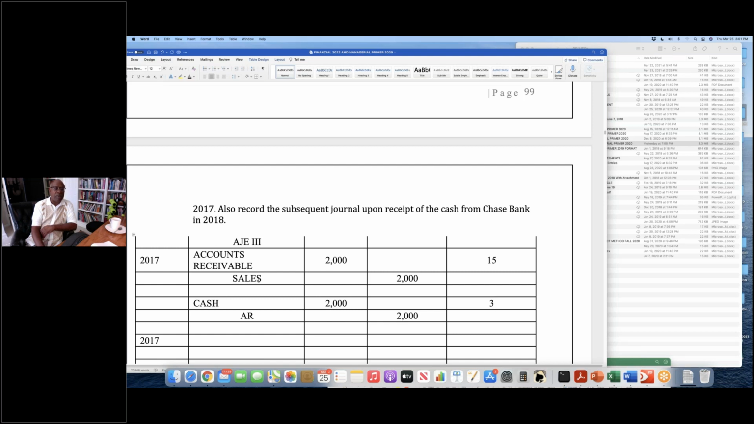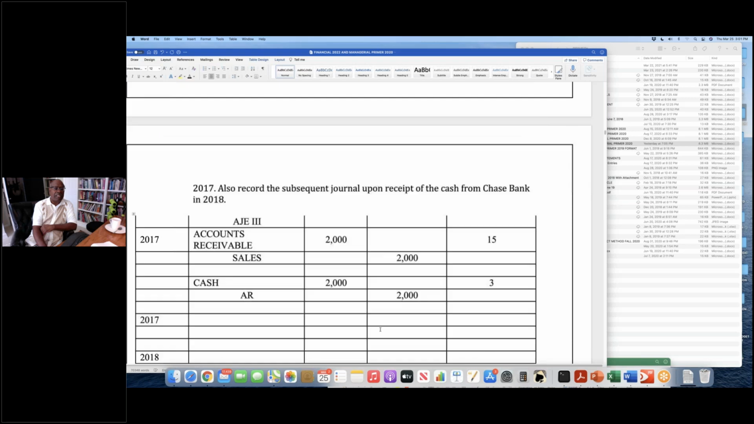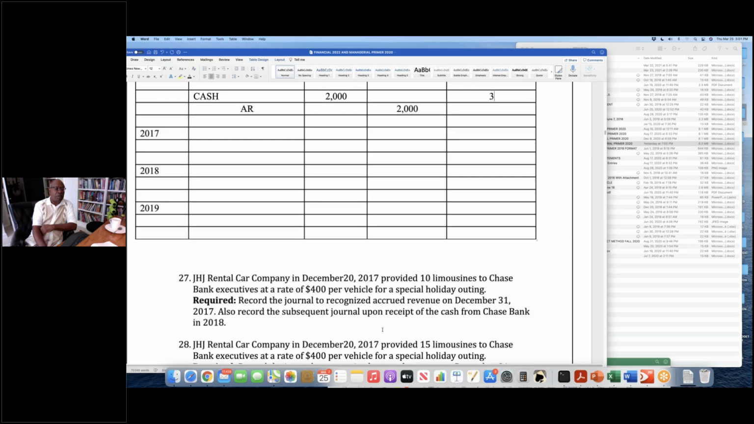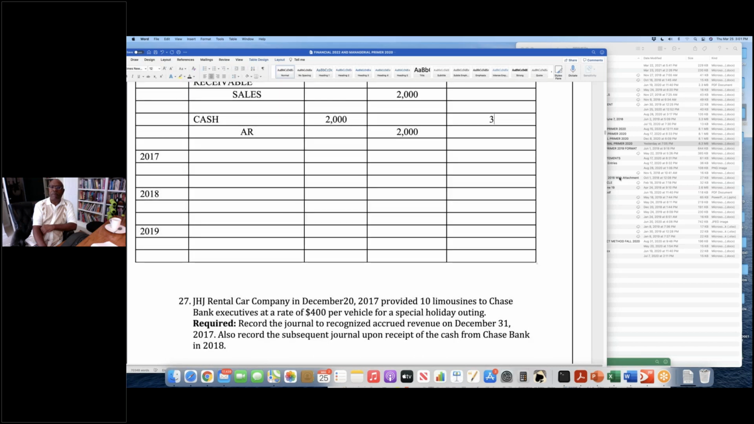Asset account, balance sheet account, income statement account. That's the AJE. Then this is the subsequent entry here where we get the cash. See if y'all can do 27. So take a minute and do 27.